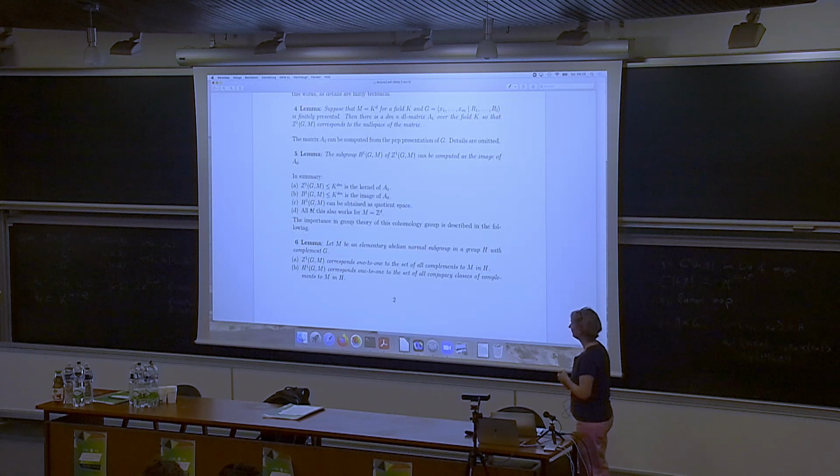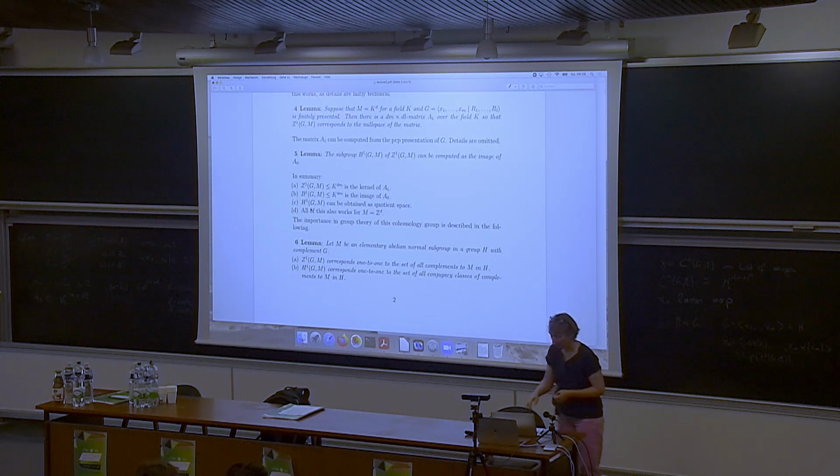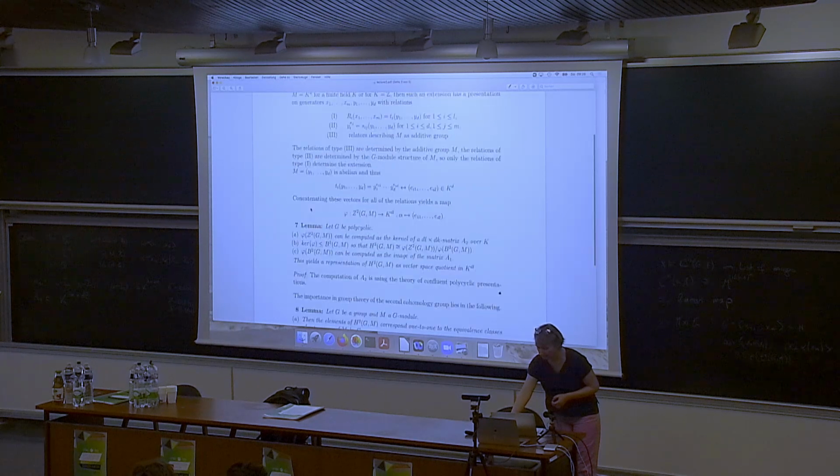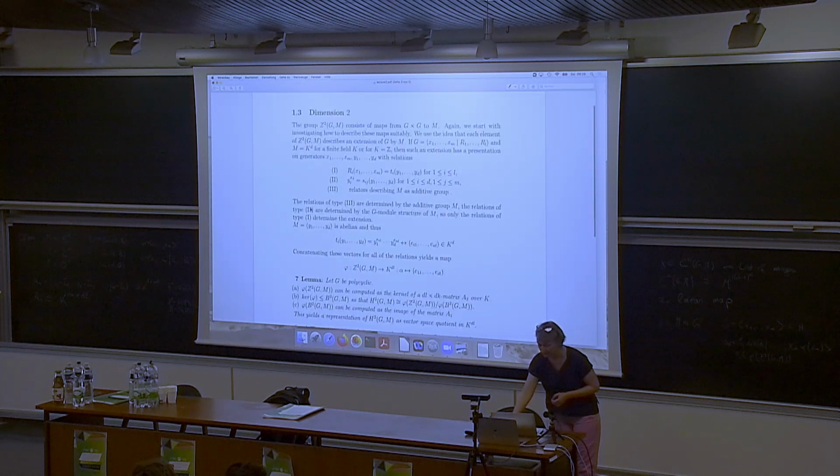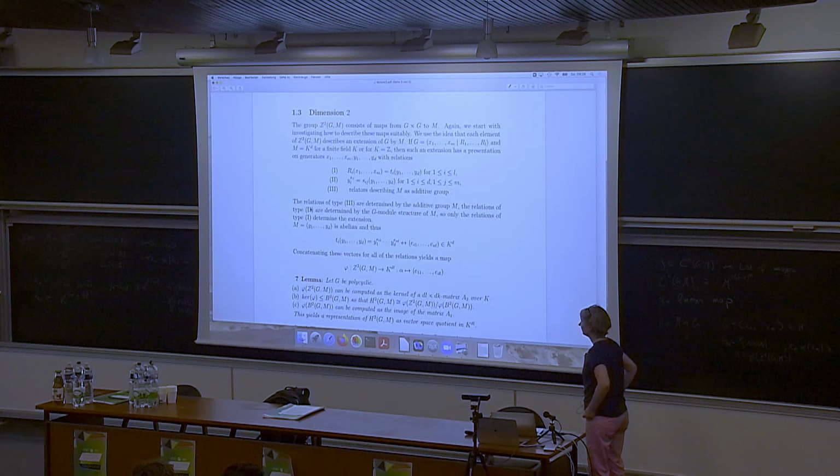This is the one-dimensional cohomology and one of its most important applications in group theory. But also these things have interest in their own right. It's not only because of this application here. Right, and then the most daunting step, dimension 2. Now it gets even more complicated.